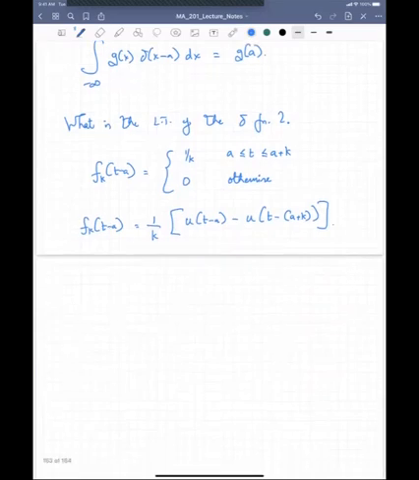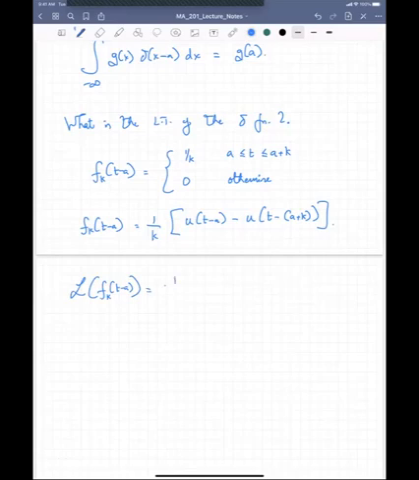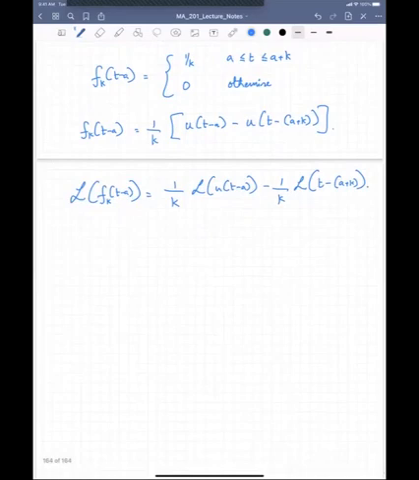Now I can always take the Laplace transform of this because I know what the Laplace transform of u is. So L of f_k of t minus a, k is just a constant, so this is L of u of t minus a minus L of u of t minus a plus k. Again, use the fact that the Laplace transform of the Heaviside function is e to the minus as over s. So this becomes 1 over ks times e to the minus as minus e to the minus (a plus k) times s. This is the Laplace transform of the function f that we started with.